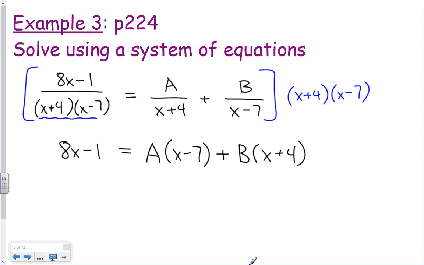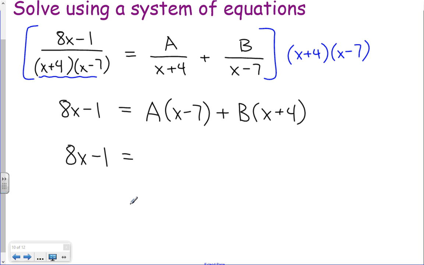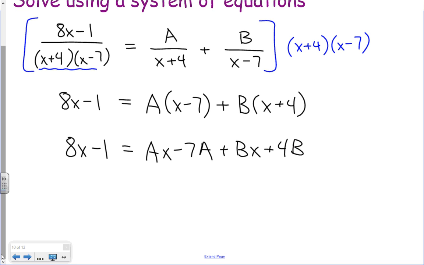Okay? And now let's rewrite what we have over there on the right side. I'm going to leave the left side alone here for the moment. And let's distribute the a through the parentheses as well as the b through those parentheses. So I'll have ax minus 7a, and I'll have bx plus 4b. And now let's combine like terms at this point.